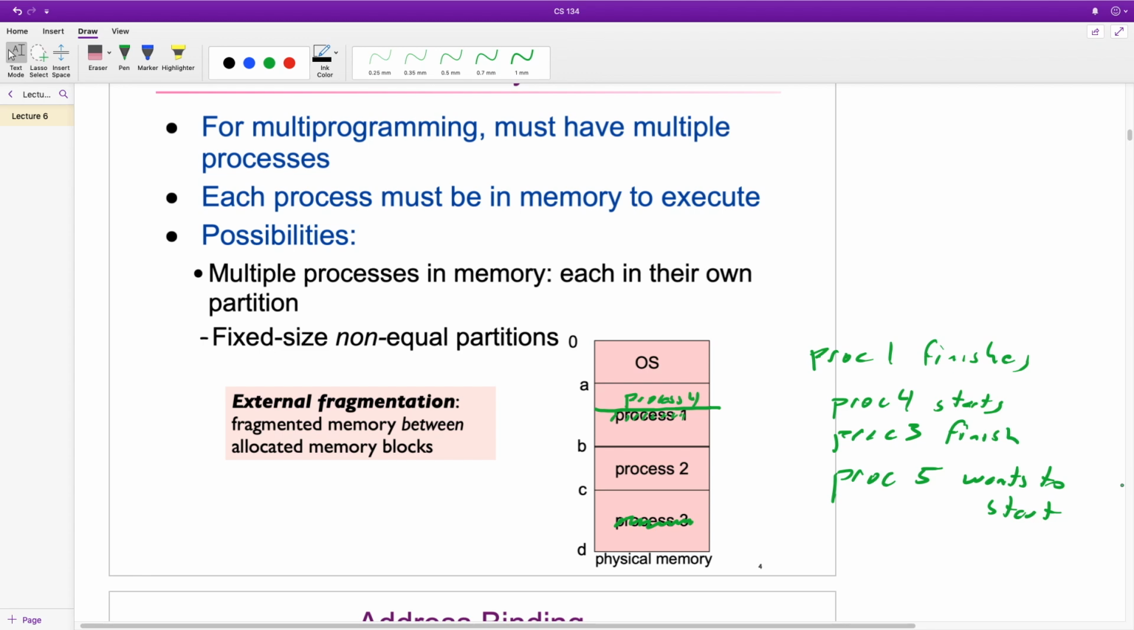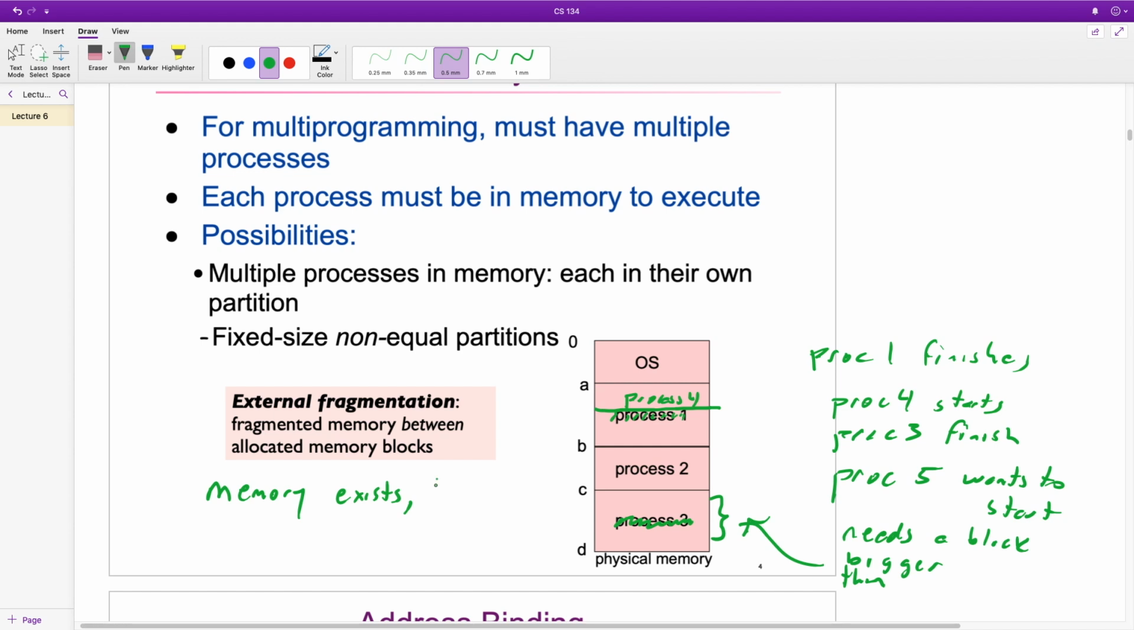Okay? So process 5 wants to start, needs a block bigger than this. So the memory exists, but it's not contiguous.